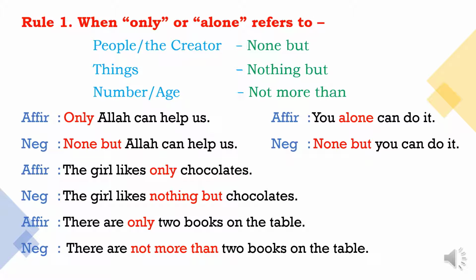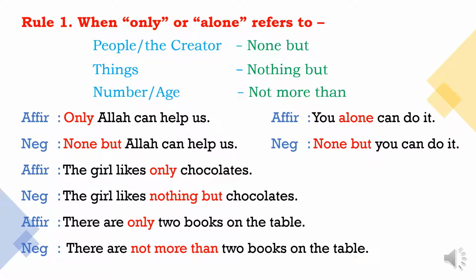Again, there are only 2 books on the table. In this sentence, only refers to a number, that is 2 books. And because here only refers to a number, that's why we have to use not more than instead of only. And that is why the negative form of the sentence becomes there are not more than 2 books on the table.